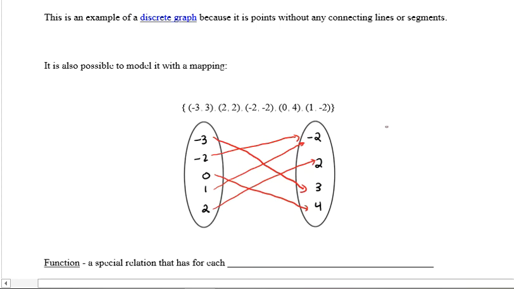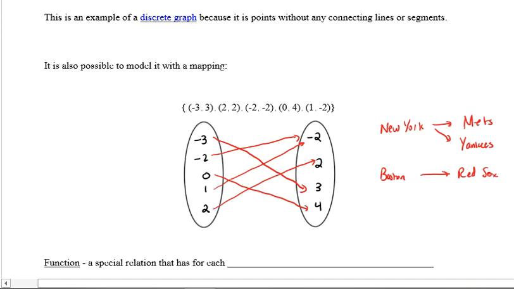So another example of a mapping would be like New York goes to Mets, and it goes to Yankees. Boston goes to Red Sox. Okay.